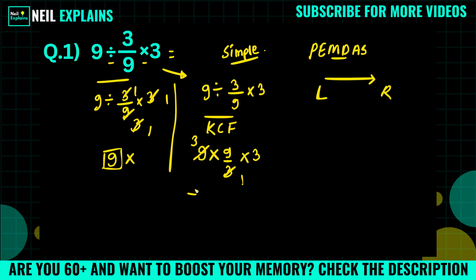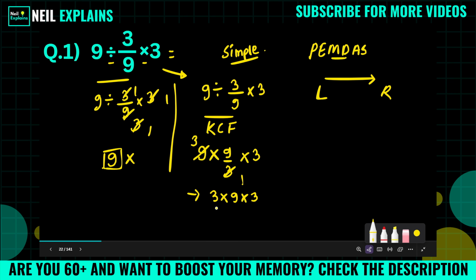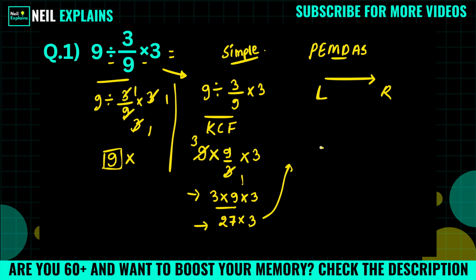So our equation will become 3 × 9 × 3. 3 times 9 is equal to 27, times 3, and 27 times 3 is 81. So here 81 is the right answer.